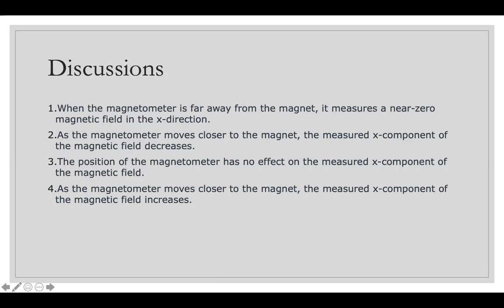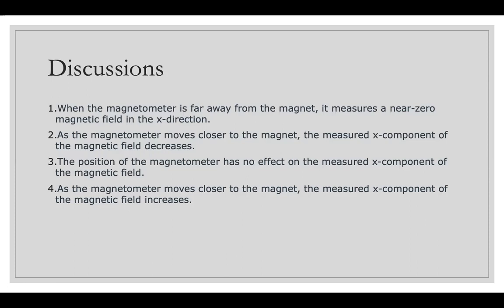So here's just some things. When the magnetometer is far away from the magnet, it measures a near zero magnetic field in the X direction. This is correct, and was seen in the experiment, since the magnetic force is less strong at a larger distance; if you move it far enough away, it will approach zero.